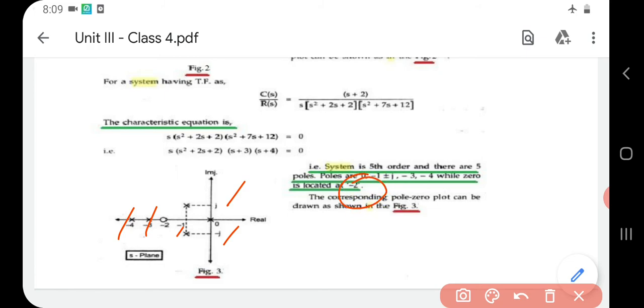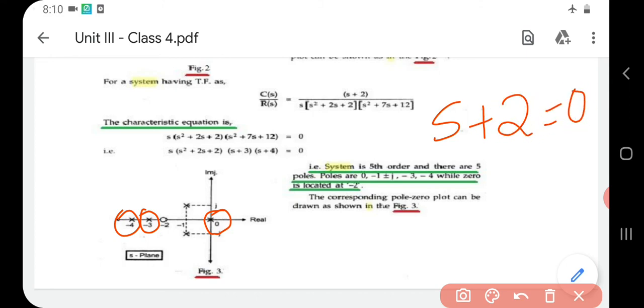How do you get that zero? See, here the poles are 0, the cross, it is a pole, then minus 3 is also a pole, minus 4 is also a pole, and the zero, that is how you get the zero. You have to put the numerator equal to 0, then only you will be able to find the zero of the system. It is s equal to minus 2. So s equal to minus 2 will be the zero, and it is represented here with a circle.